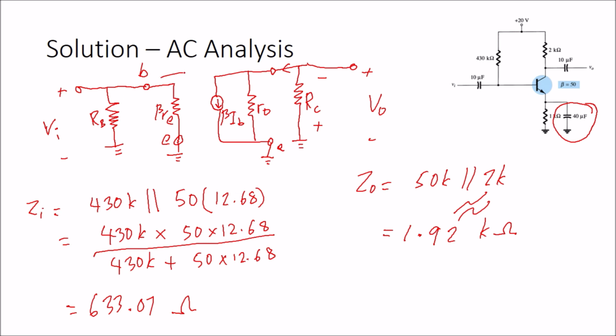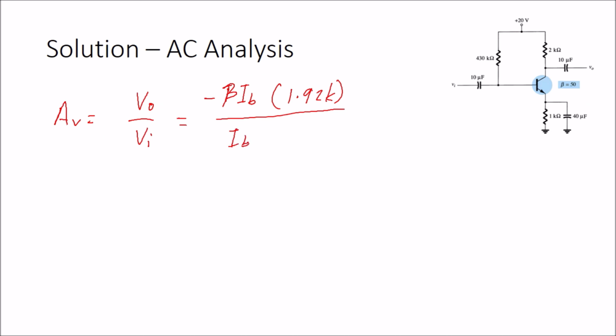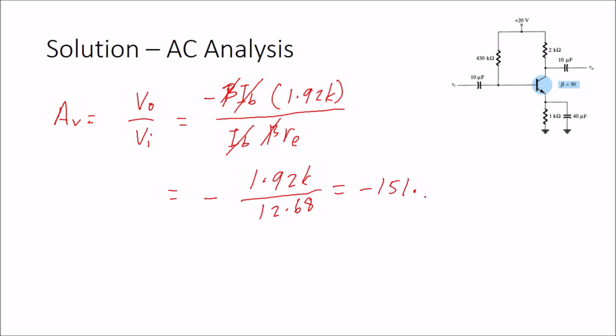We do not have the value of I here. Actually we can present it in terms of IB, so V in is equal to IB times beta RE. So IB times beta RE, this one cancels out, so actually it's only RE here. So minus 1.92k over RE, which is 12.68 ohm, equal to minus 151.42, without units, because this is voltage and this one is voltage, so we just cancel out the unit.